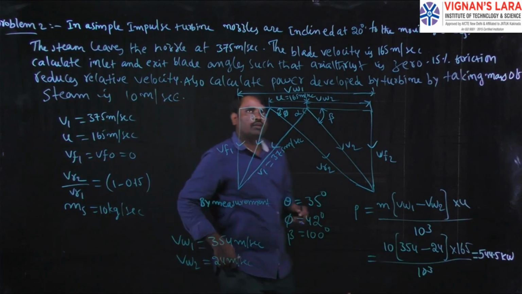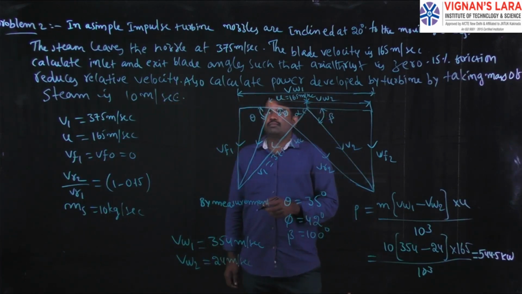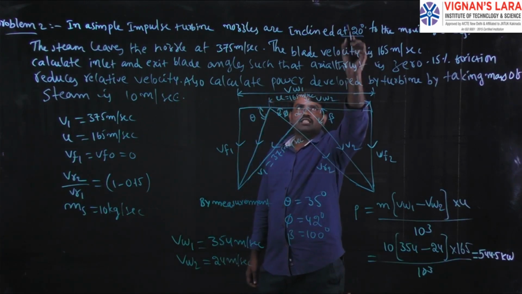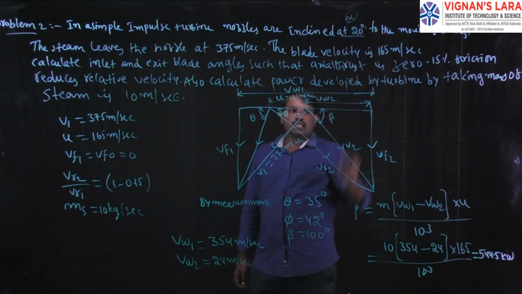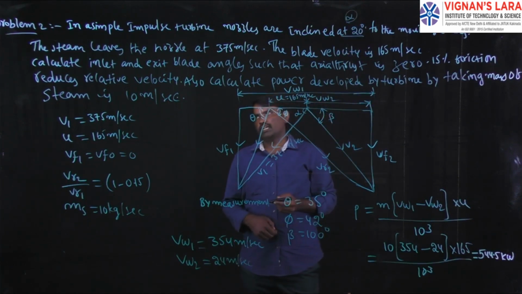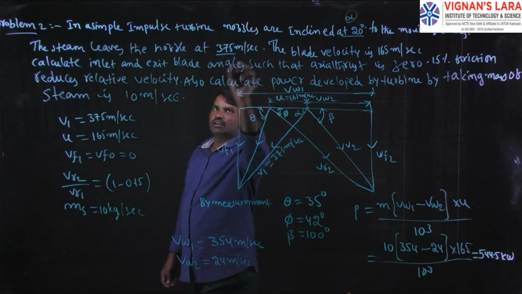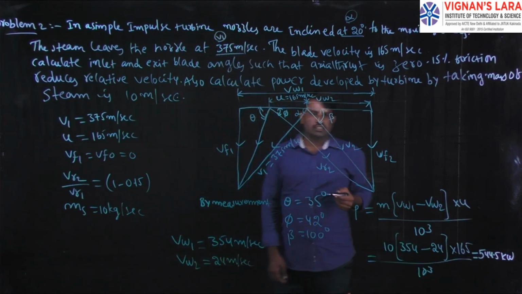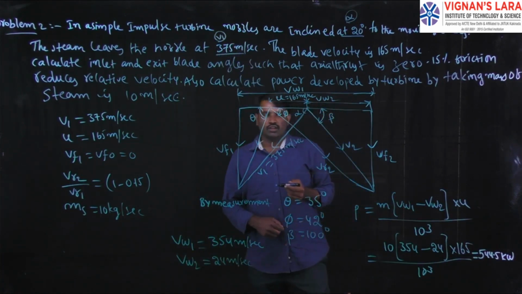Today we'll see another model problem on the impulse turbine. In a simple impulse turbine, the nozzles are inclined at 20 degrees to the moving blades. The nozzle angle alpha is given as 20 degrees. The steam leaves the nozzle at 375 meters per second, so the nozzle exit velocity V1 is given.